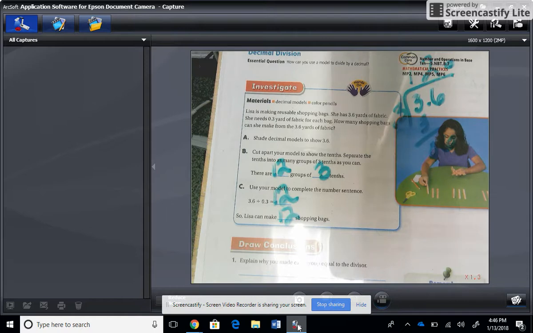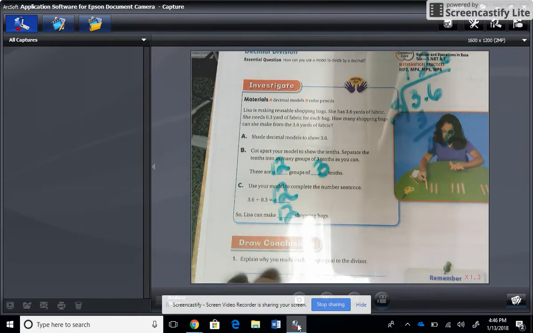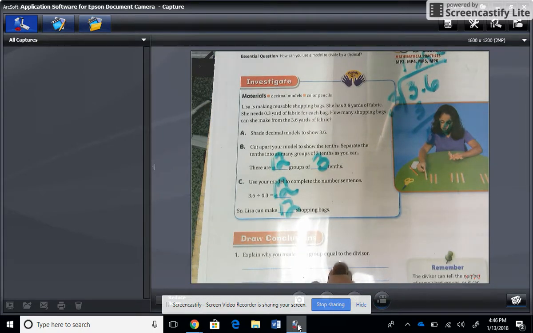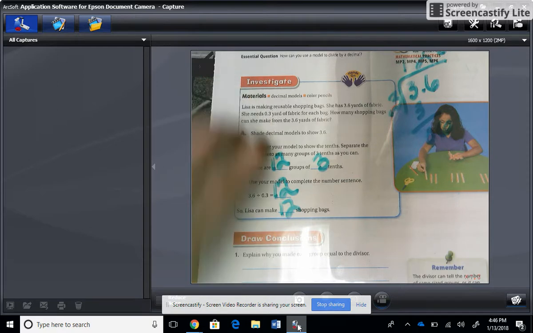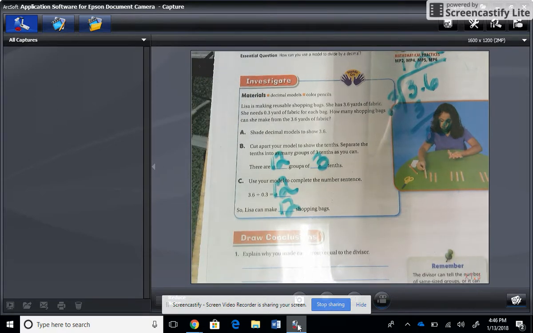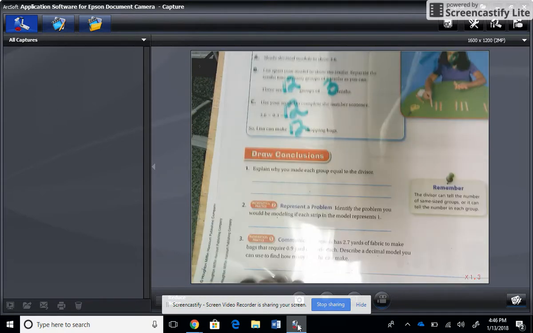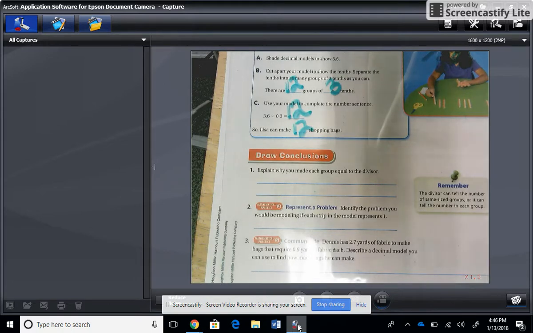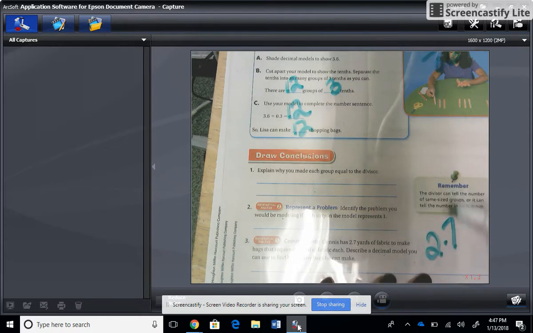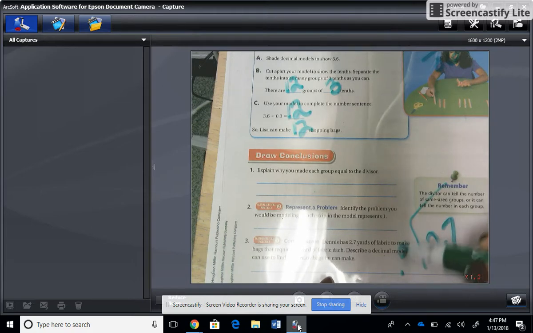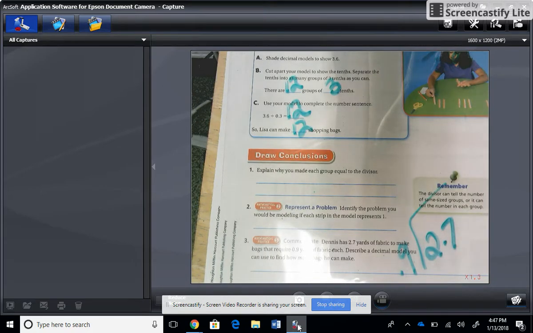Why? I don't know. Explain why you made each equal group equal to the divisor. Well, I made it because I knew I had to have 3/10 to make one equal part for that bag. So does that pattern continue when you do 2 7/10 divided by 9/10? Will we get a whole number?